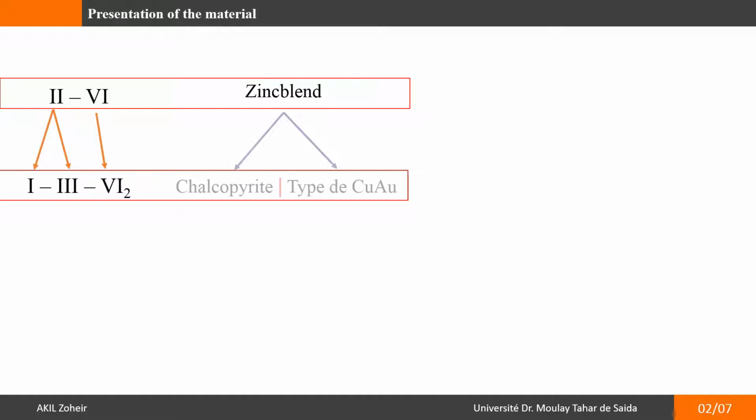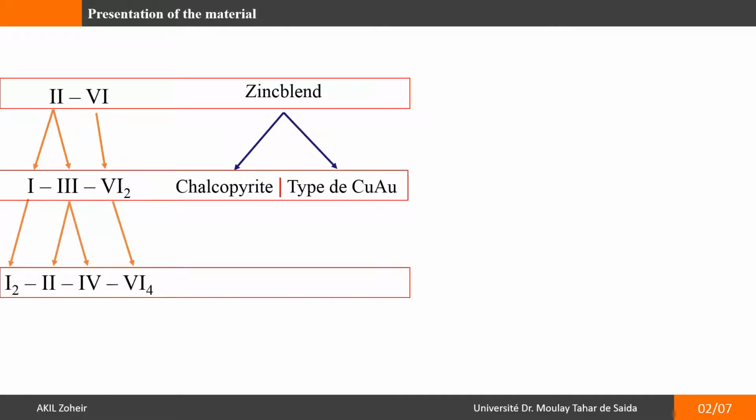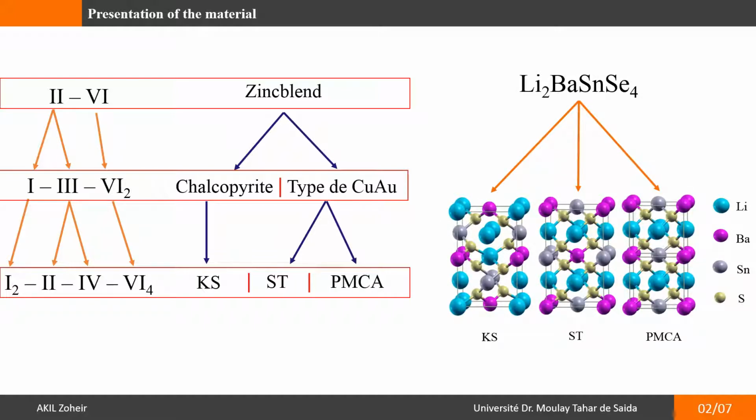When the group 3 cation is replaced by a pair of 2 and 4 in ternary chalcogenides, chalcopyrite 1-3-6-2 mutates exclusively into the kesterite configuration. On the other hand, there are two possible configurations for the same replacement in the CuIu type structure, one leading to the stannite structure and the other leading to the PMCA structure. In our work, we studied our compound in these three structures: kesterite, stannite, and PMCA.